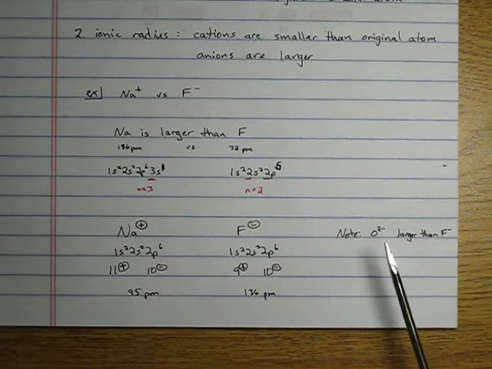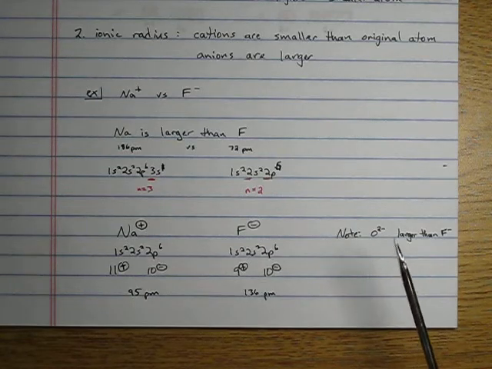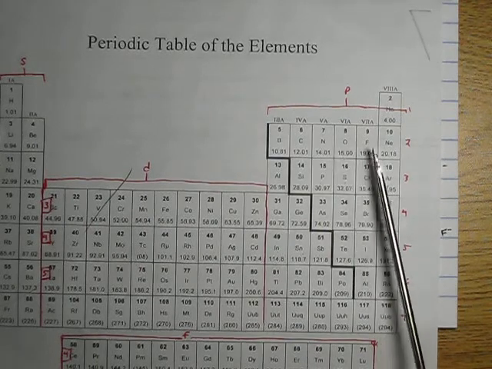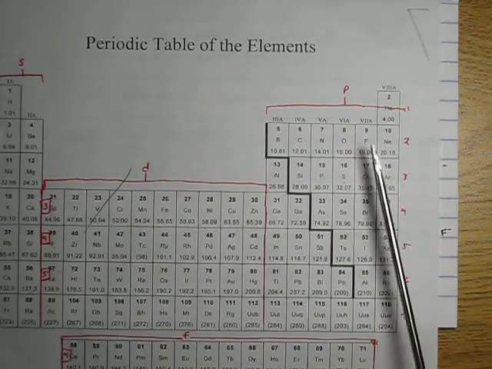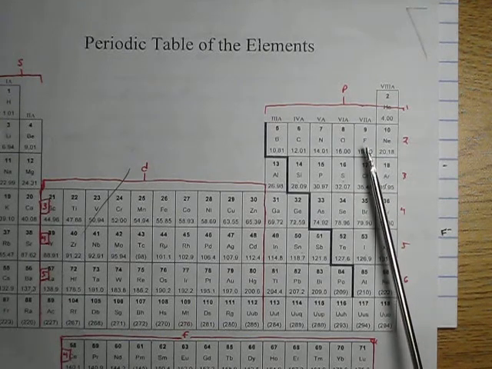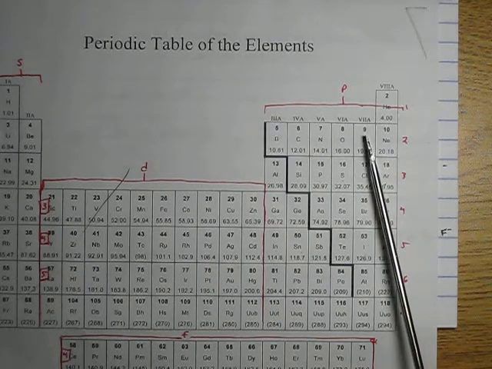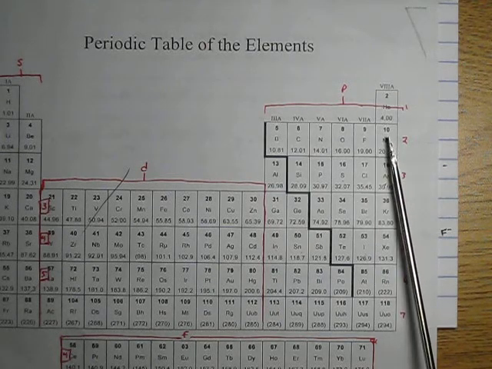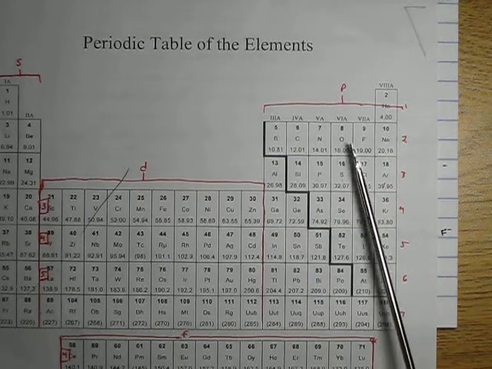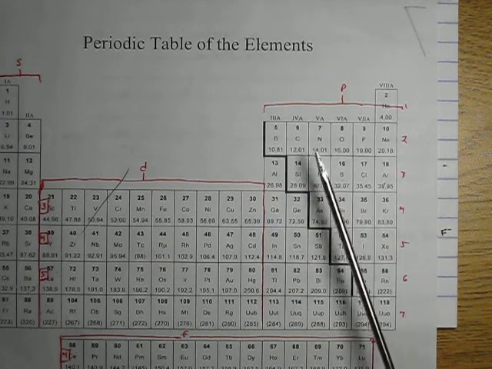Now, what would we expect for O2- compared to F-? Well, looking at our periodic table, here's oxygen, here's fluorine. We know fluorine's a little bit smaller than oxygen is, we expect that. Note, with fluoride, we add 1 electron, 9 protons attracting 10 electrons. With oxygen, O2-, we add 2 electrons, 8 protons attracting 10 electrons.